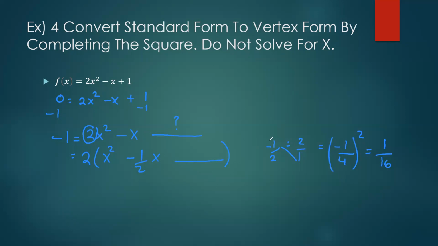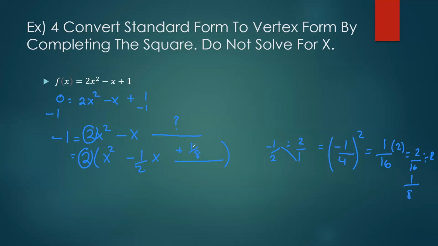Right? So wait, let me do this again. Our b is -1/2, take half of that. That's -1/4. Square it, that's 1/16. Now, because we took out a 2, we do have to multiply this by 2. So really it's 2/16, which can be reduced by 2, which is 1/8. Okay, so you're going to add 1/8 to both sides.